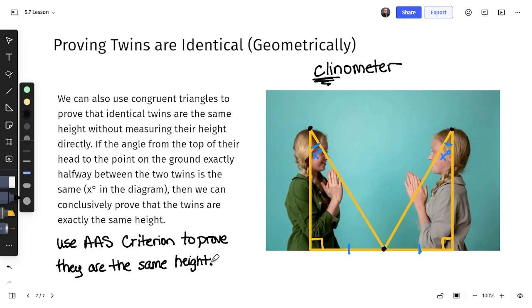Now, in the real world, we are probably just going to use a tape measure or a yardstick, anything like that, a traditional method of measuring their heights and showing that they are the same height, but we don't have to. If we want to get creative with it, there are any number of ways that you can prove that two things are the same height using the power of triangles.